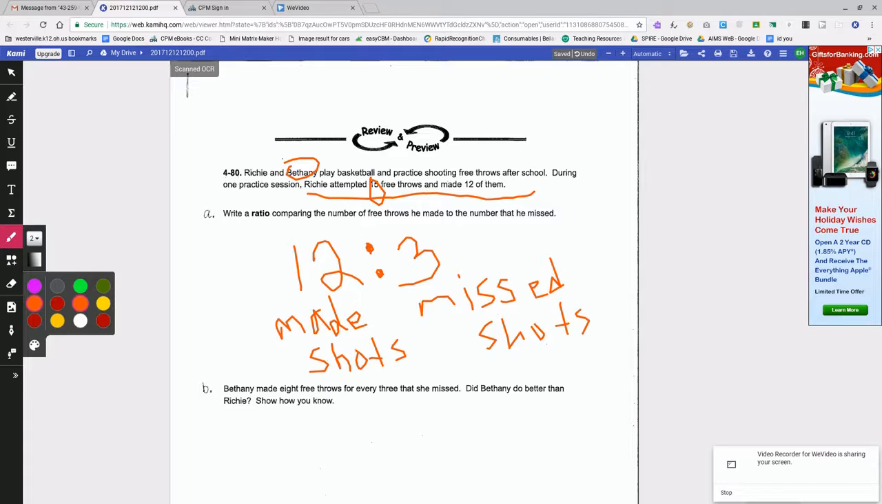Again, you can write ratios this way. You can put 12 over 3, or you can also write it as 12 to 3. Any one of those will work.